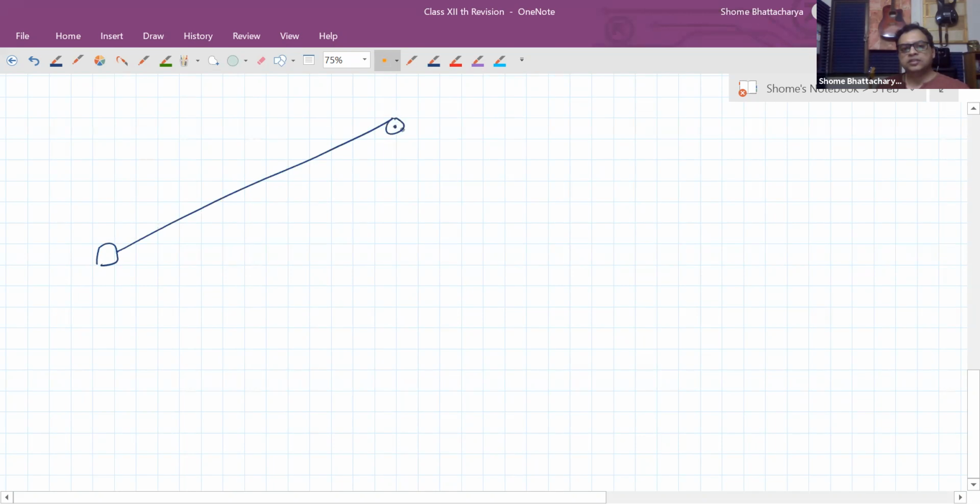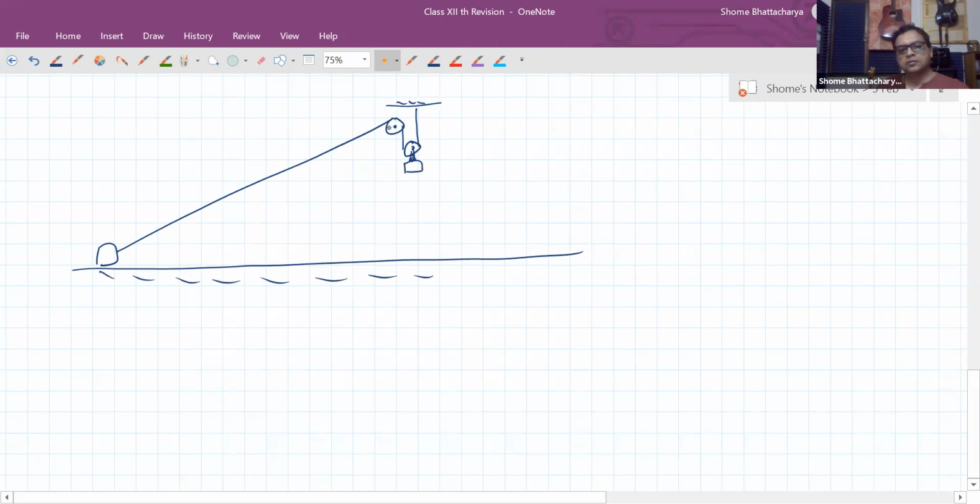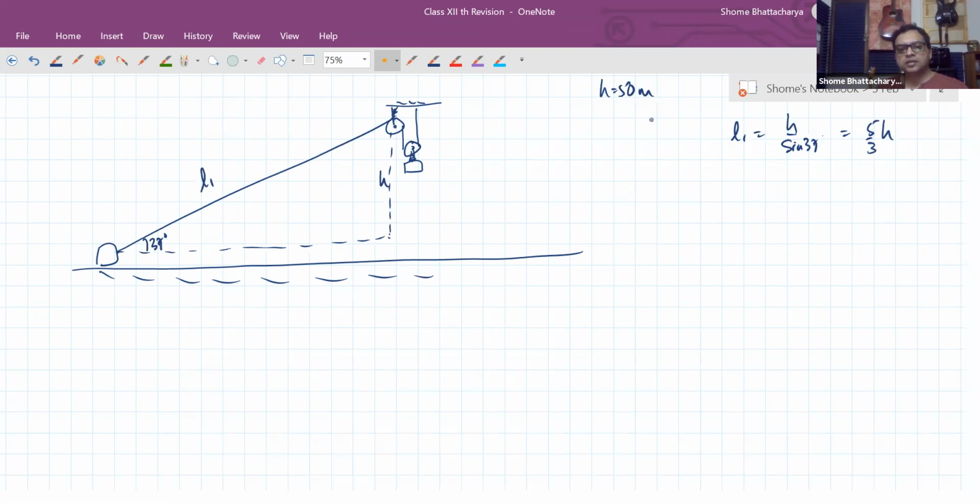Okay, so initially it's like this, let's say. Okay, so this angle is 37 degrees. So let's say this thread length is L1. So L1 is how much? It is h upon sine 37, so it is 5 by 3 h. And h is given to us as 50 meters.